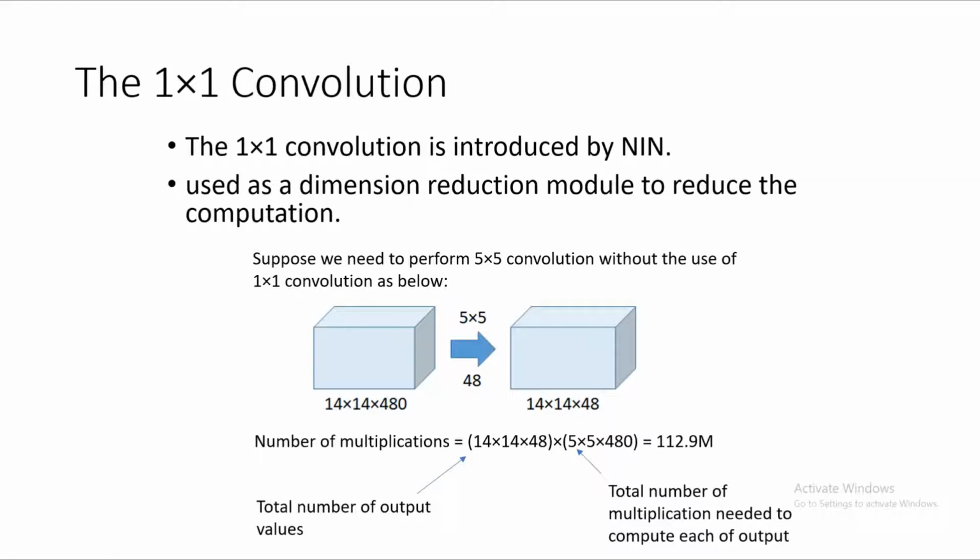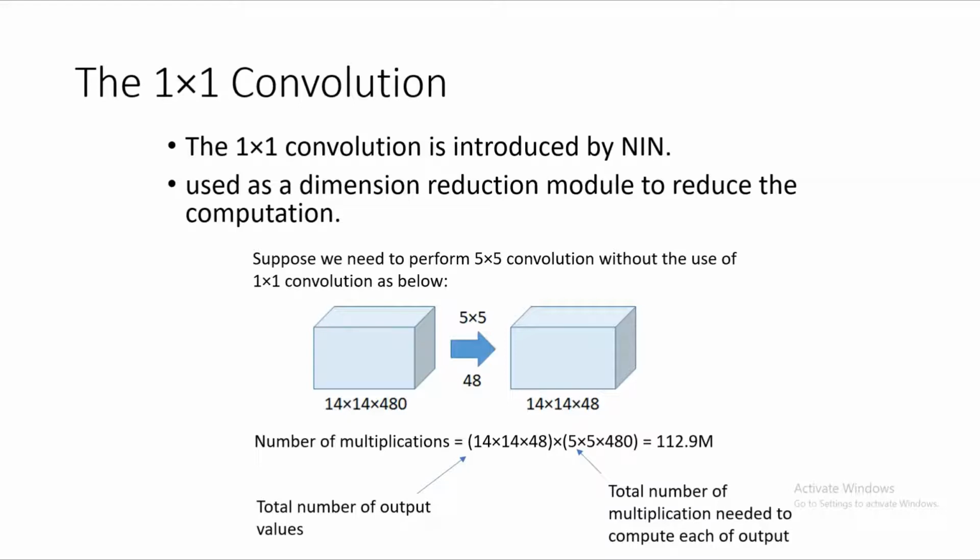by 5 directly. Suppose we need to perform the 5 by 5 convolution here, and we have a feature map of 14 by 14 with a depth of 480. From this feature map, we want an output of 14 by 14 and, say, a depth of 48.